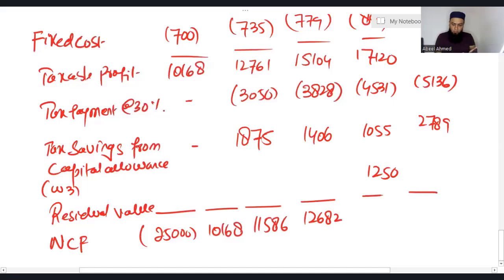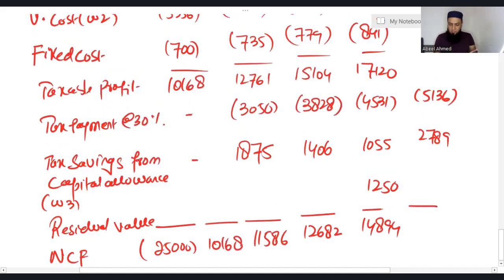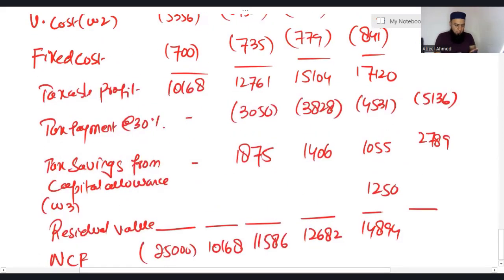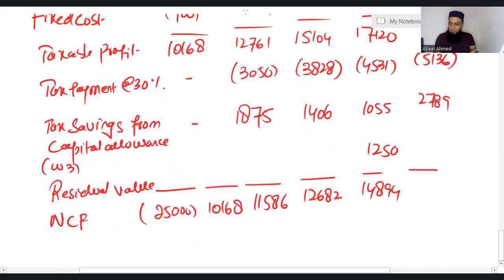17,120 minus 4,531 plus 1055 plus 1250. It is 14,894 minus 5136, which is in the last year number 5, plus 2789. That gives me minus 5136 plus 2789. I'm getting minus 2347.